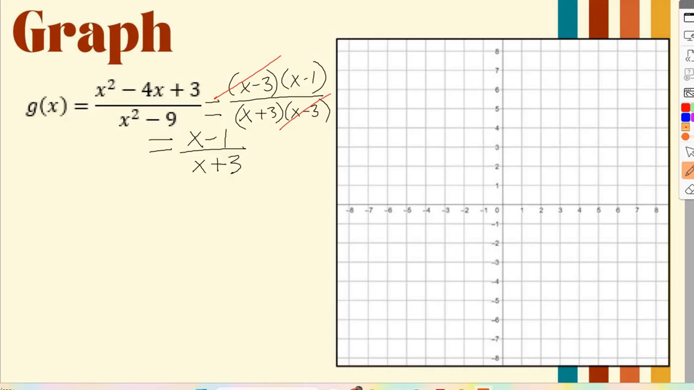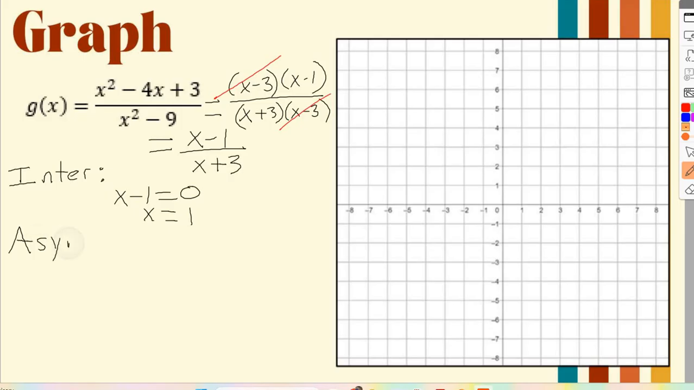What's our next step? Intercepts. And we're going to set what equal to 0? F of x, which in this case is x minus 1. Alright. So what do we get that x equals? 1. So this time we actually have an x-intercept. Next up we have our asymptotes.